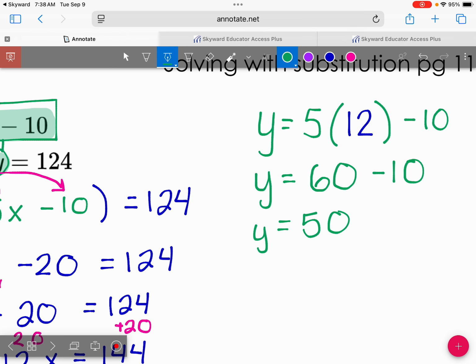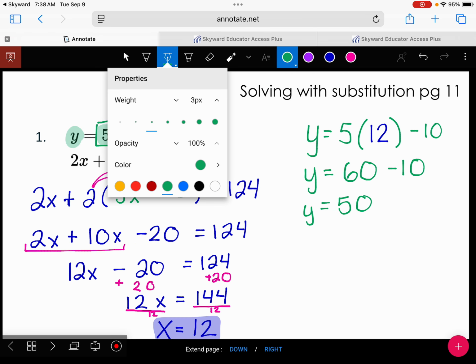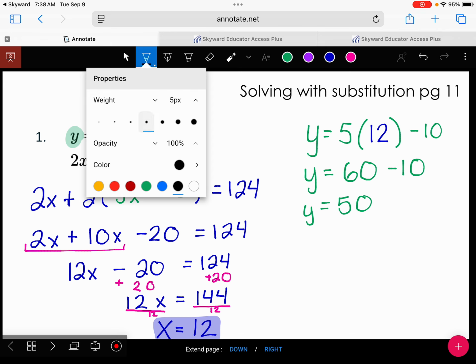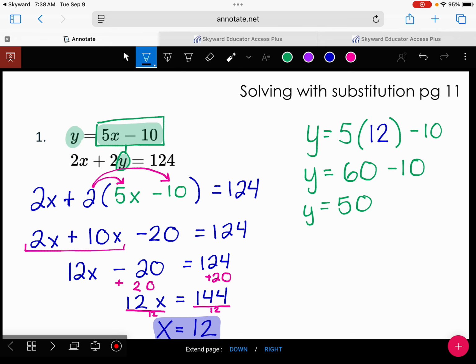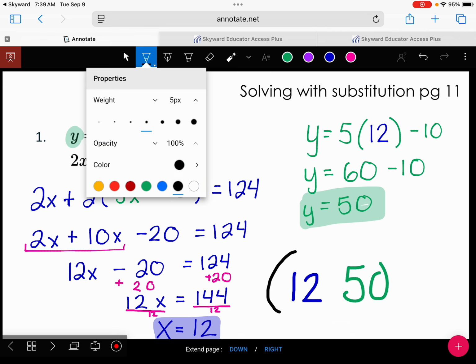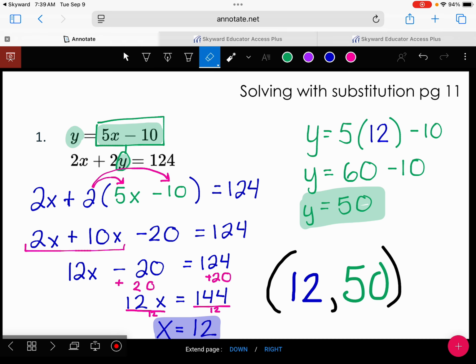Y equals 50. And that's why we have this as one of our options for solving, because if I was trying to solve this with graphing, I would need a really big piece of graph paper to get up to y equals 50. Our solution, where these two lines cross, happens at the point when x is 12 and y is 50, with a comma between them, close parentheses. This is how our solutions need to be written.